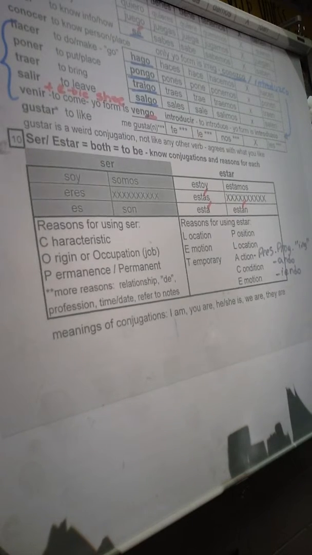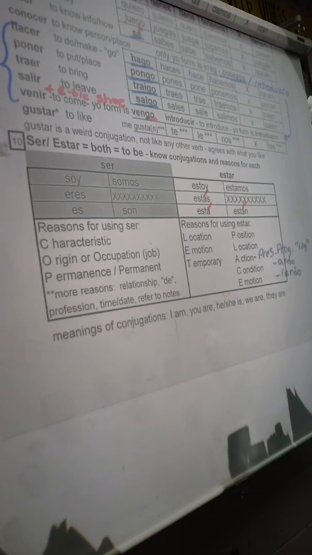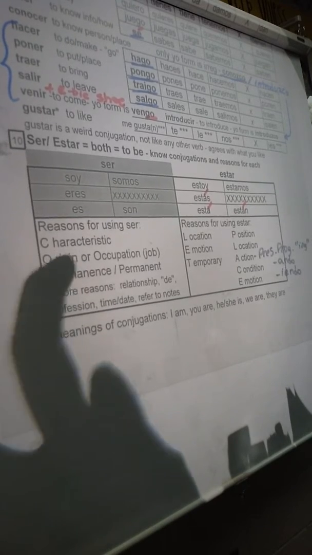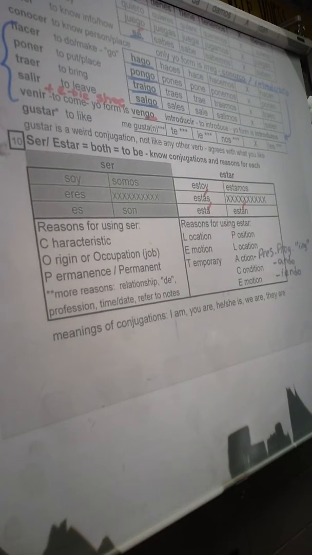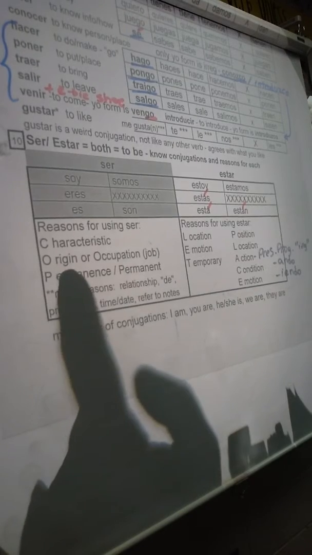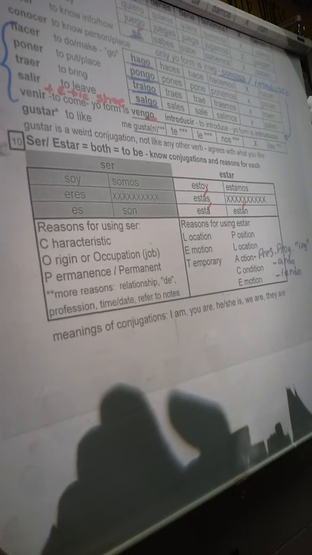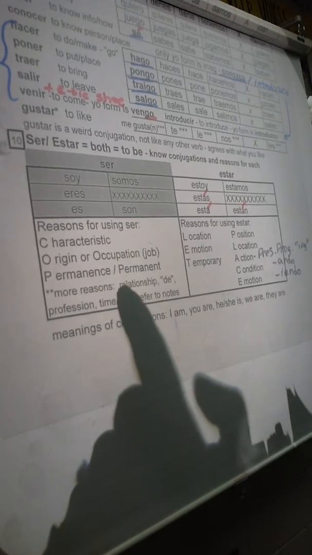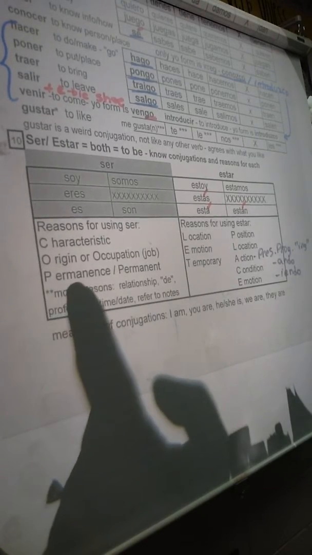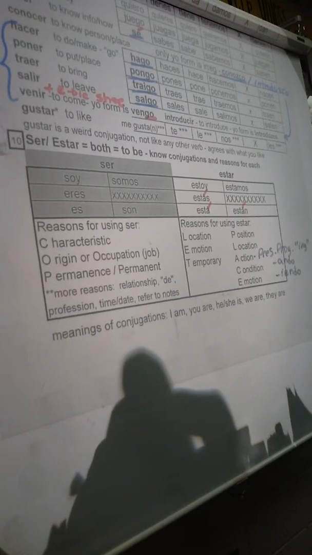We use ser for more permanent things. We use estar for more temporary things. Does that always work? No. So we can use the shortened acronyms, but you have other ones from our notes. C for characteristic, anytime you're describing anybody, it will always be ser. Origin or occupation, a job or where you come from, which would use that de, which would also show relationship. And then things being more permanent.